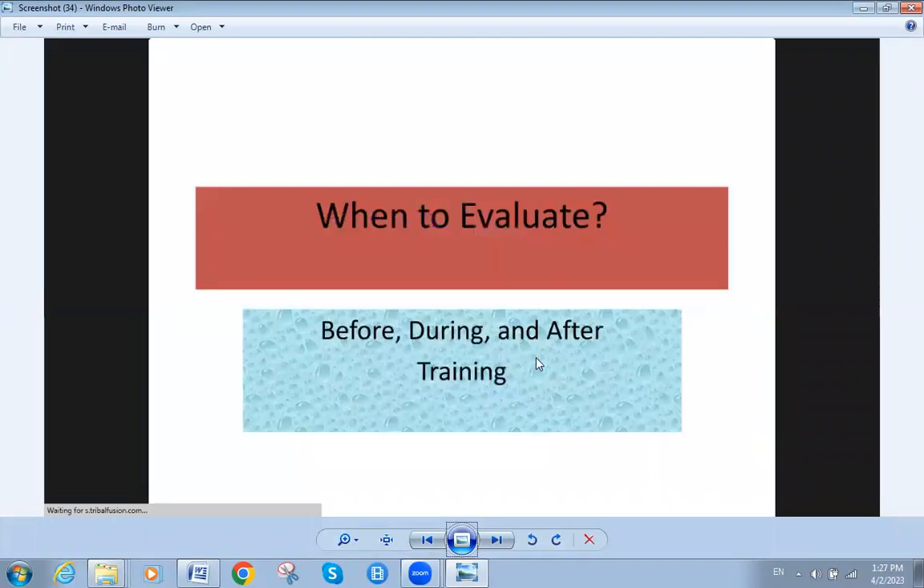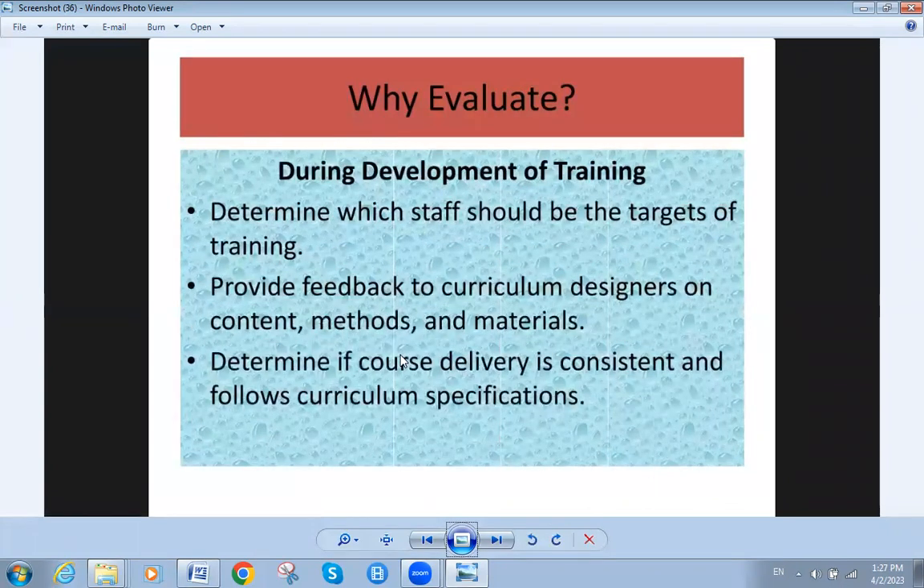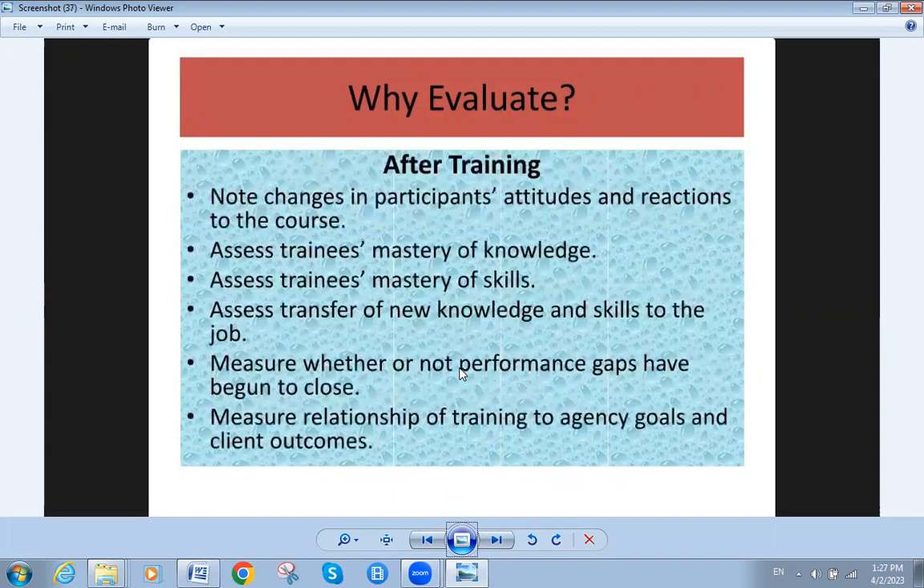We evaluate before, during, and after training. Before training, we identify the needs, identify the job competencies, identify the job evaluated needs. During the training, we check for the best of the trainees' performance and targets. We get feedback about his work. We also determine whether the course delivery is consistent or needs some changes.